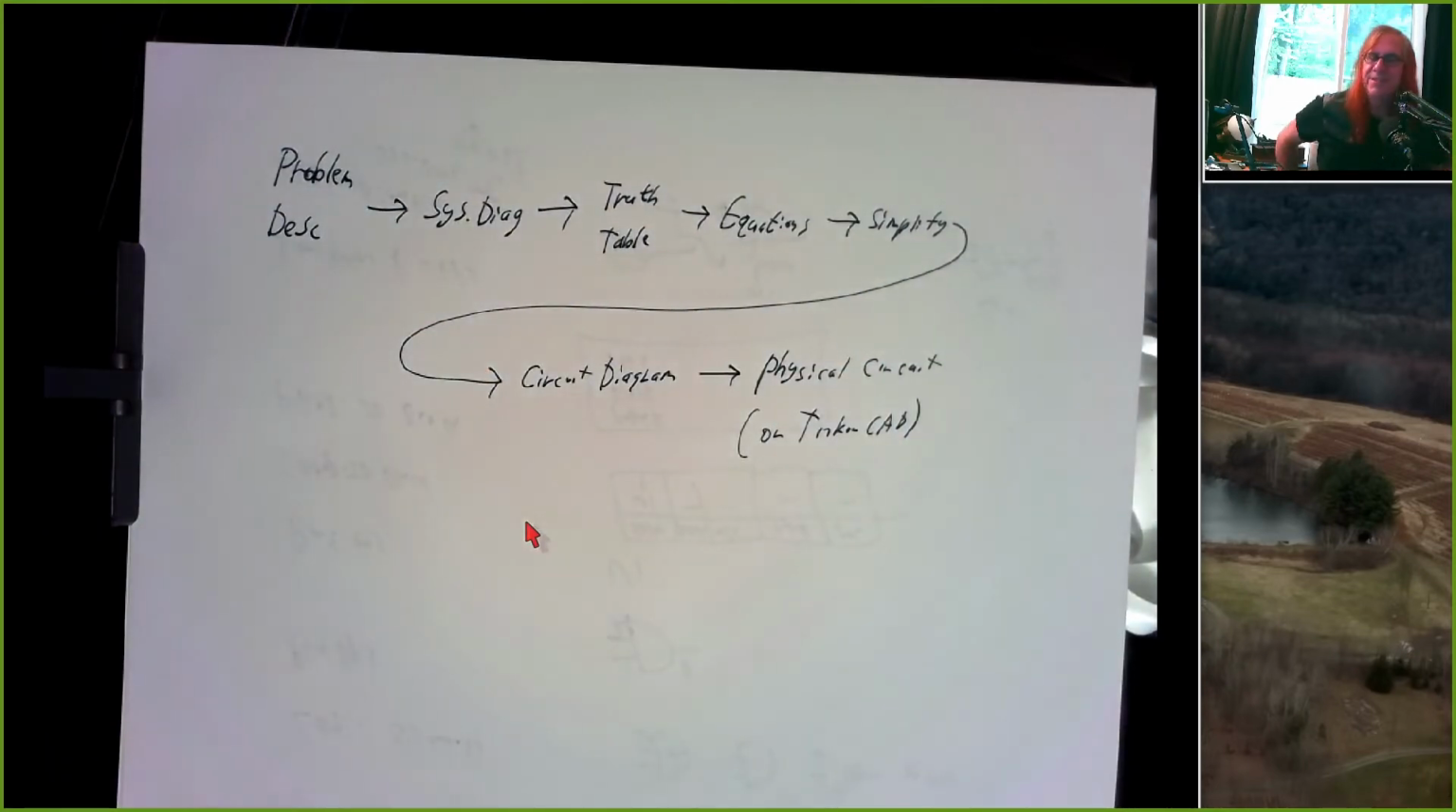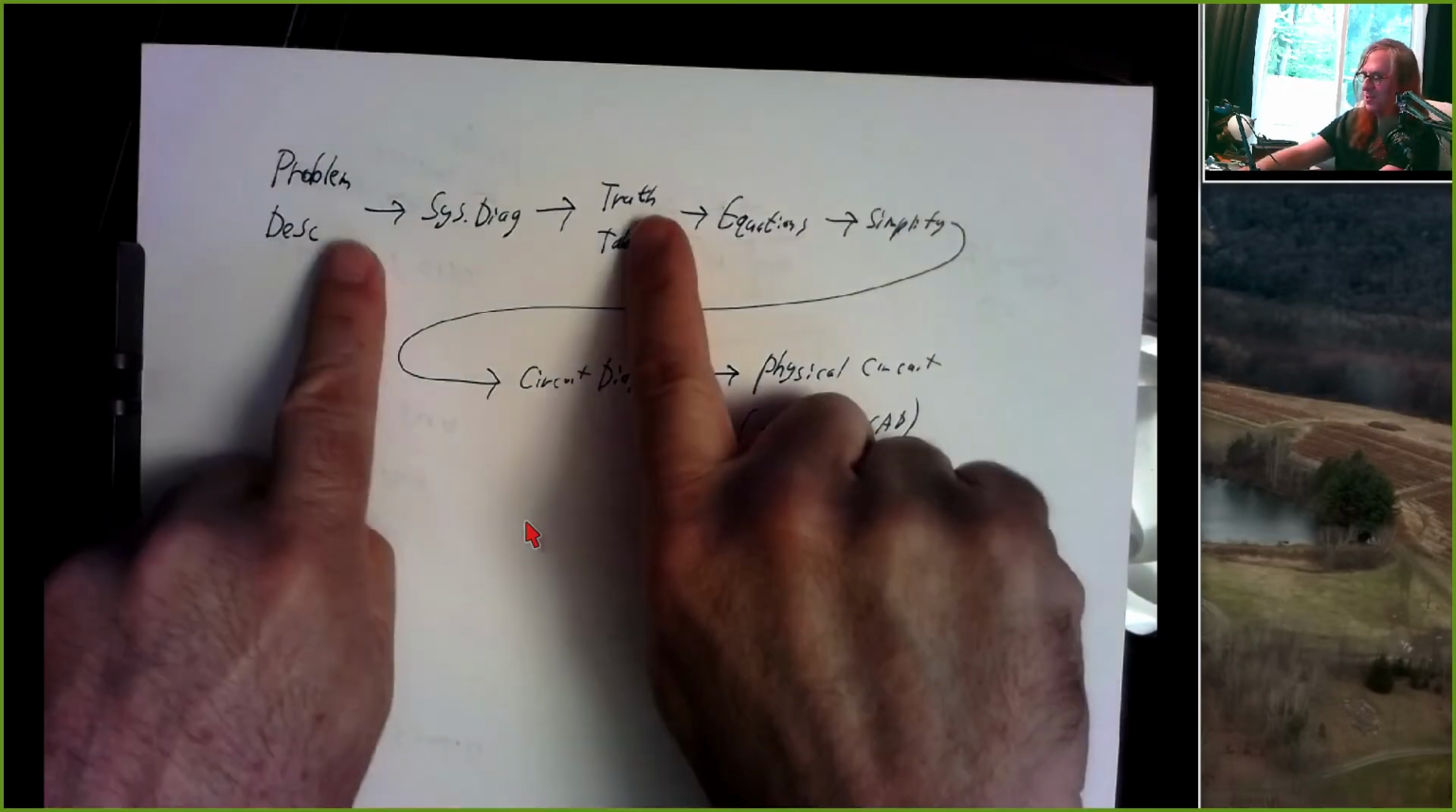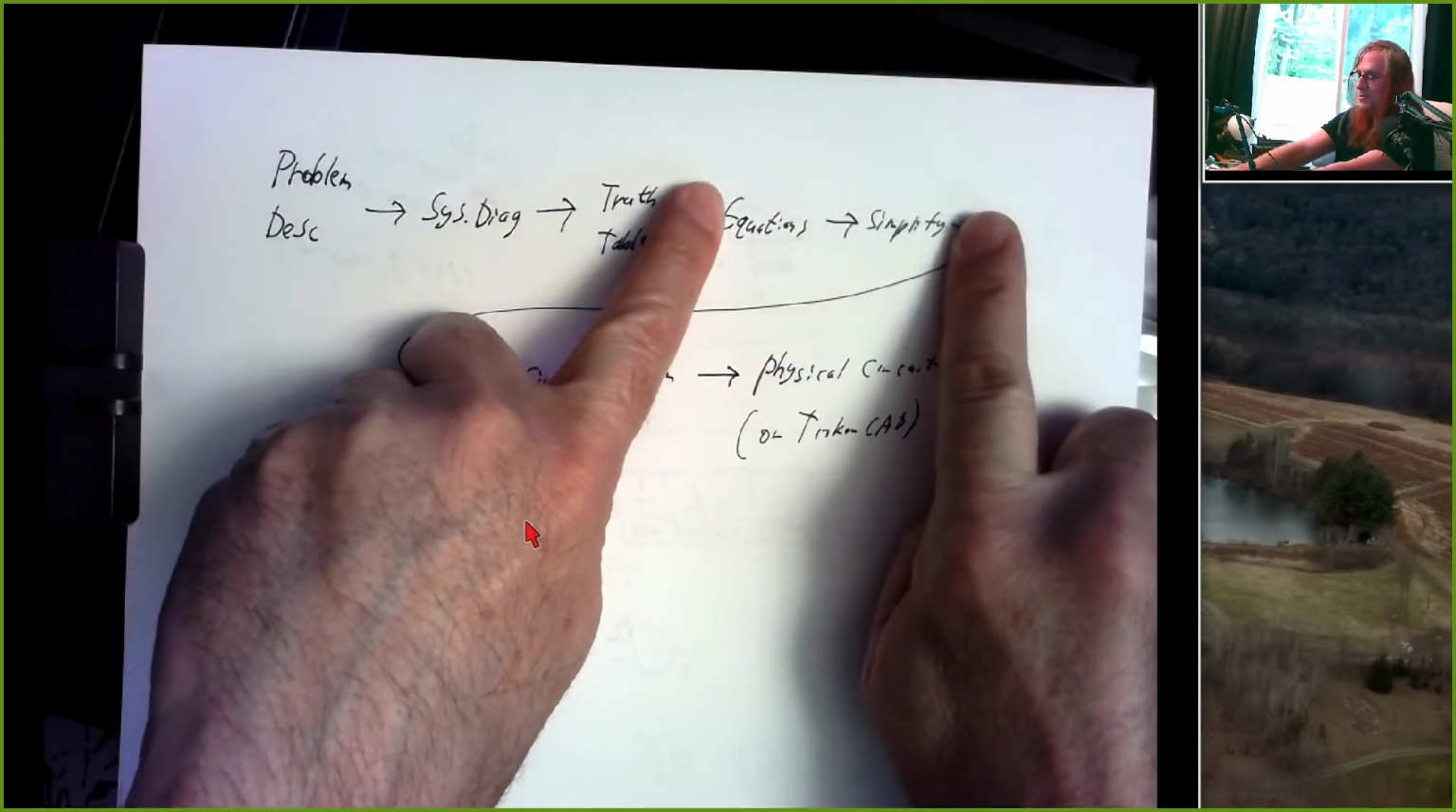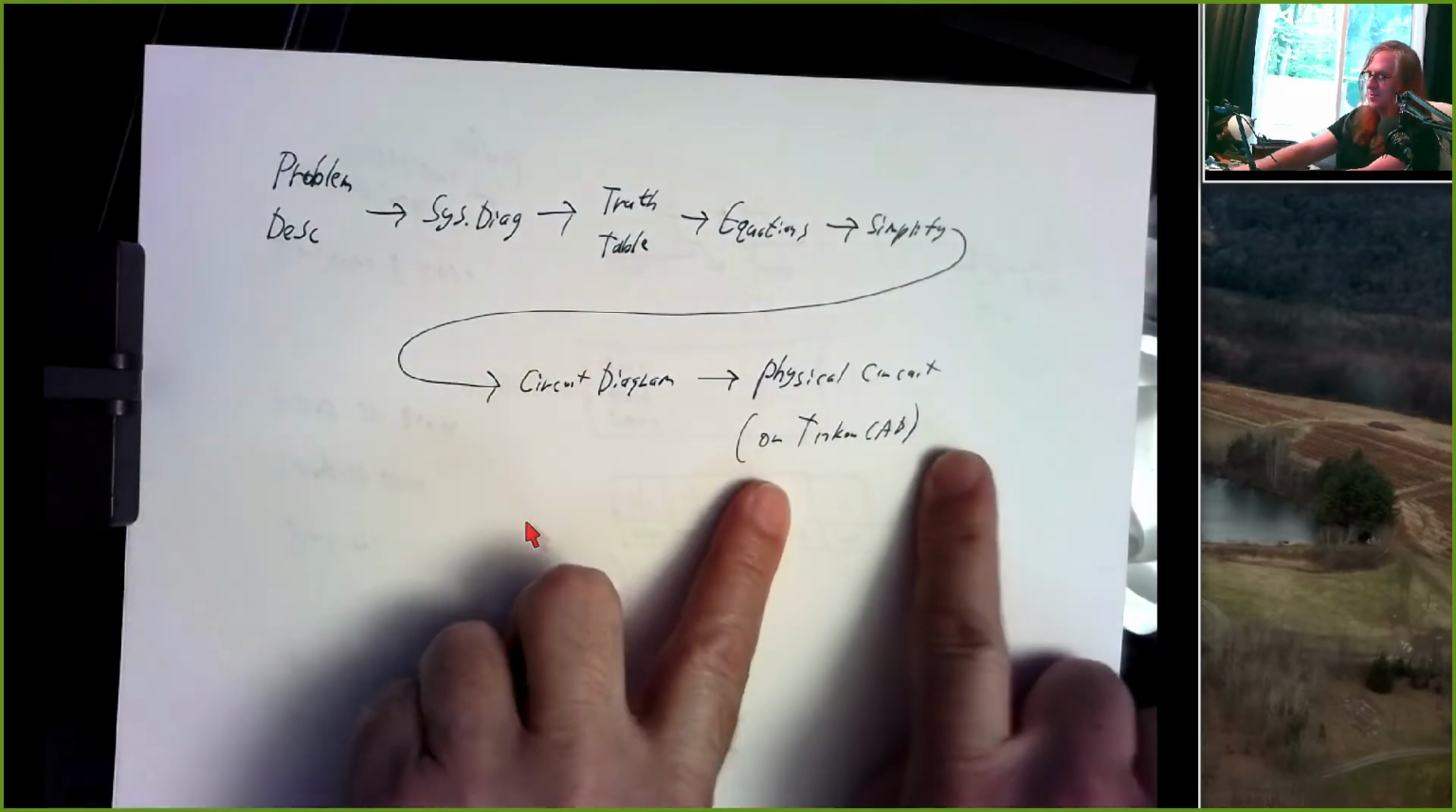So you can think of this as kind of like a series of handoffs. And typically, one person might do this, someone else might do this, or a computer might do this, somebody else might do that, somebody else might do that.